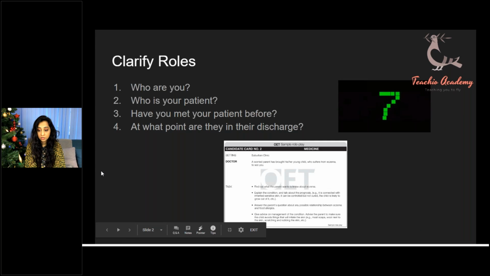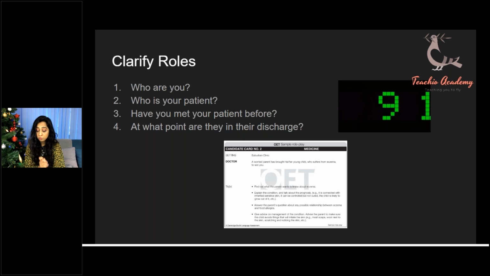So the first thing that I would like to do on my OET speaking, I've got my role play card in front of us. The first thing that I'm going to do, which is often the most commonly mistaken thing on your OET speaking, and it's a very easily correctable thing, is that people forget who the person in front of them is.